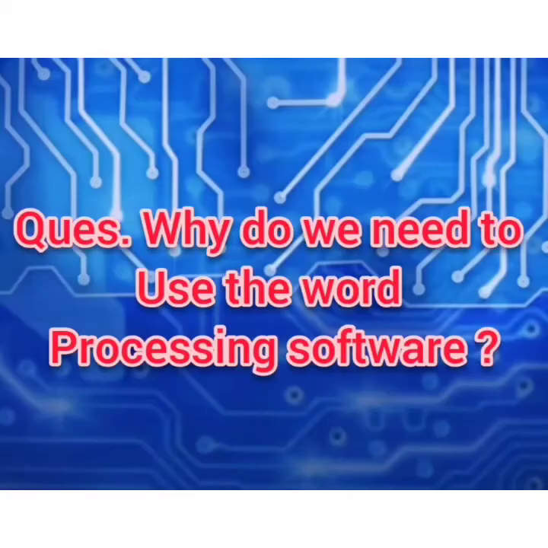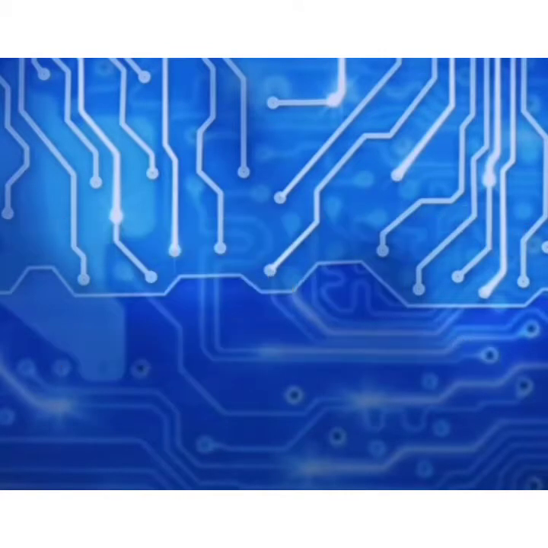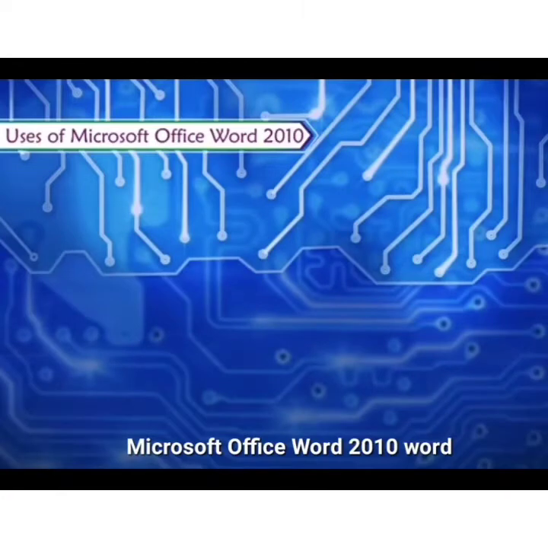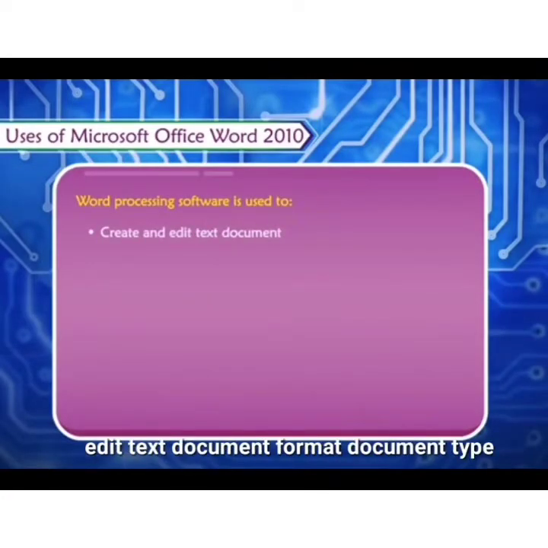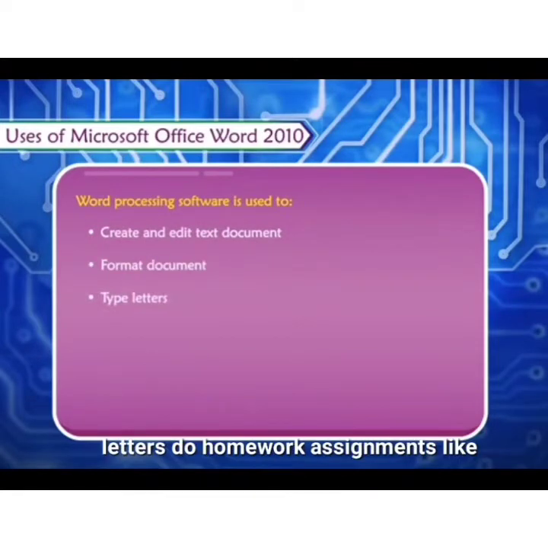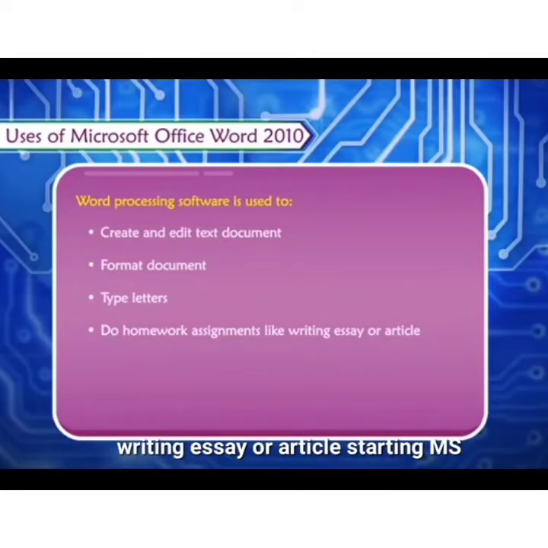Today we are starting chapter 4, more about MS Word 2010, and we are going to learn some more features of it. So let's get started. Now the question arises, why do we need to use word processing software? The answer is we need it to create and edit text documents, format documents, type letters, and do homework assignments like writing essays or articles.